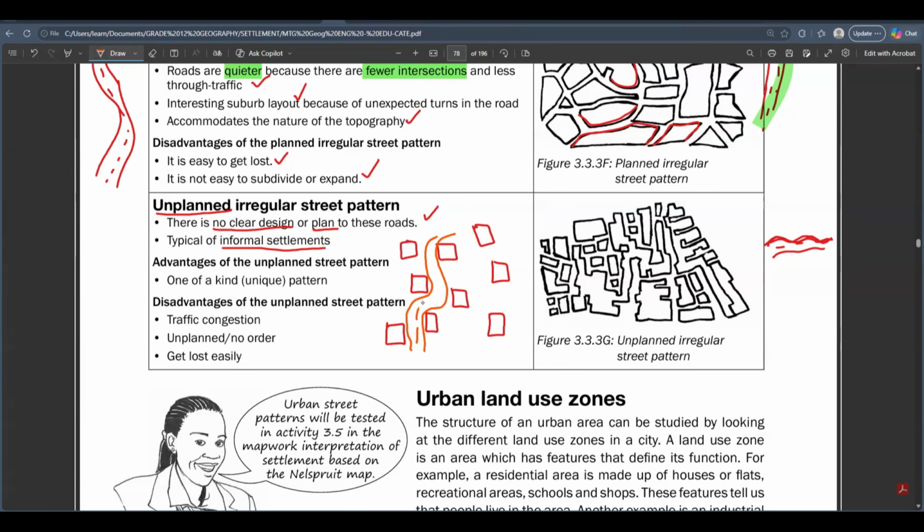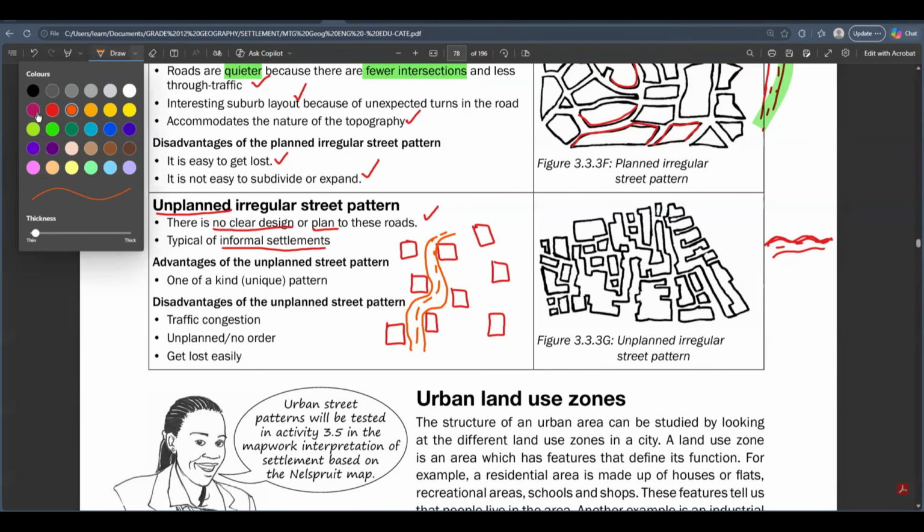So in informal settlements, where you just do things of your own accord with no municipality or city council to intervene, you usually end up with unplanned irregular street patterns. So the street patterns don't really have a regular shape. No one planned them to be like that. People just started building their houses wherever they saw fit.